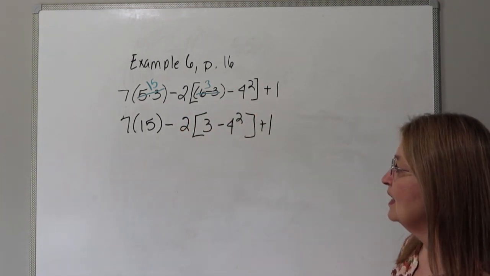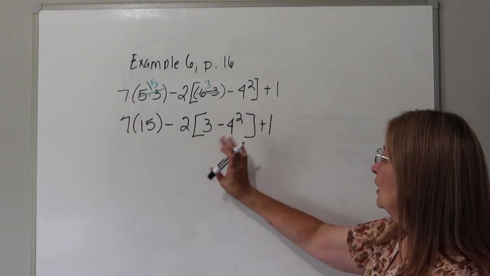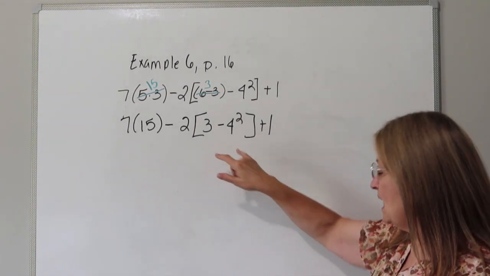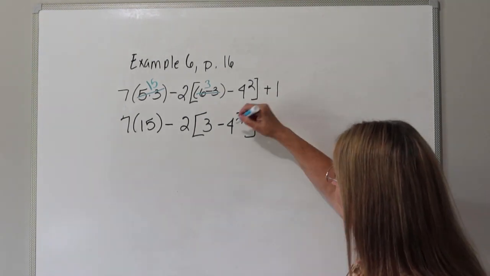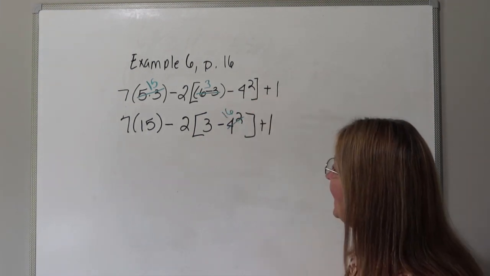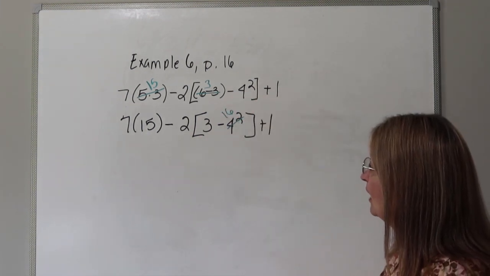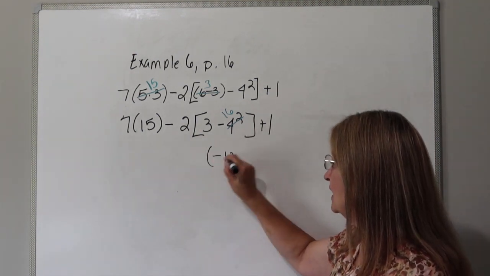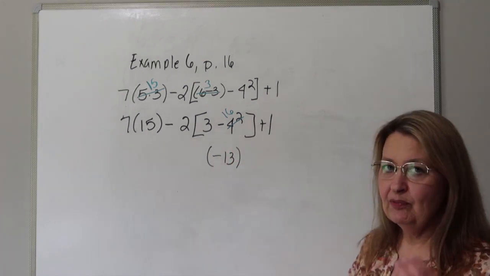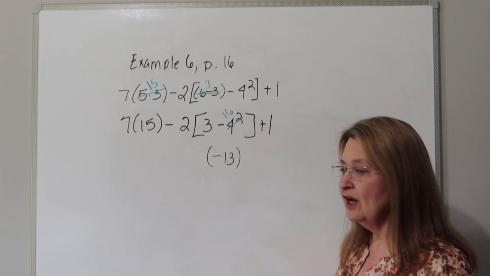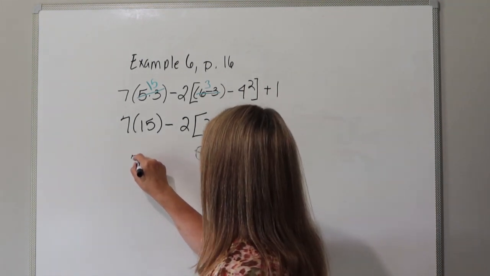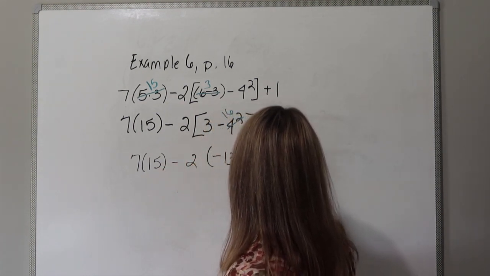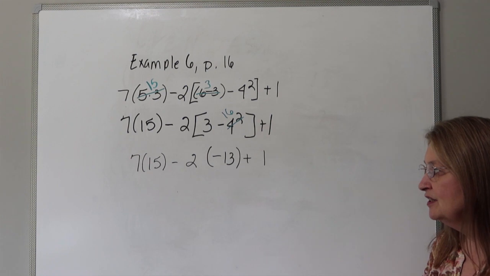Still following PEMDAS, I need to do exponents. Within this grouping set, you're going to apply PEMDAS. So within here, I'm going to do 4 squared, which is 16, and then I'm going to say, okay, 3 minus 16 is negative 13. And you can put that in parentheses. Like I said, parentheses and brackets are the same. You can alternate if you want to, or you can standardize. So my problem at this point looks like this, which is getting to be much better.